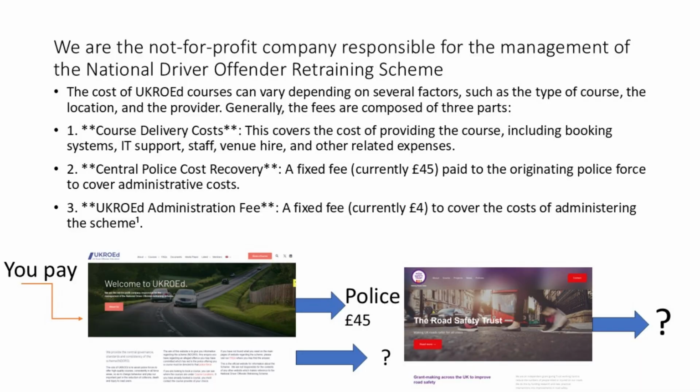So when I was trying to work out where the money goes, I then looked at it all and I thought to myself, right, this seems a bit convoluted. So I've done a little bit of a nice diagram. So basically you pay to the National Driver Offender Retraining Scheme, and it can be between £80 or £120. Now they of course will take out their course delivery costs, but in addition to that the police take out £45. And then UKROD itself takes out £4.